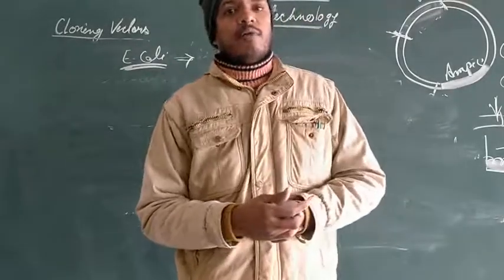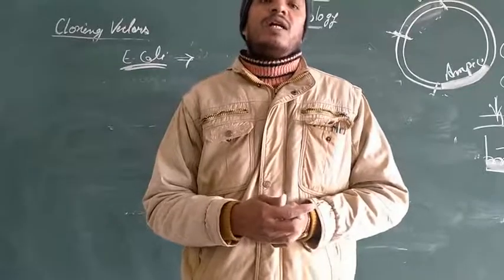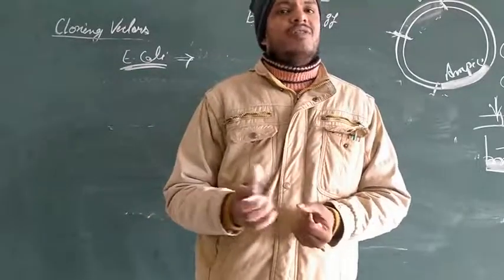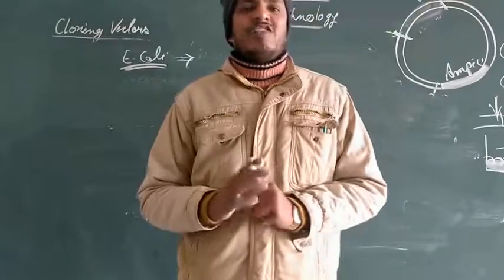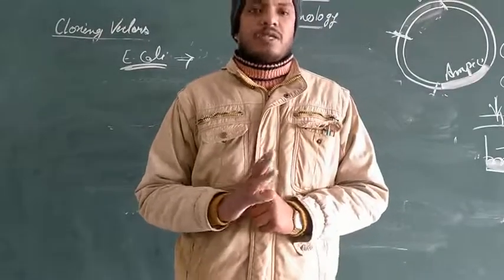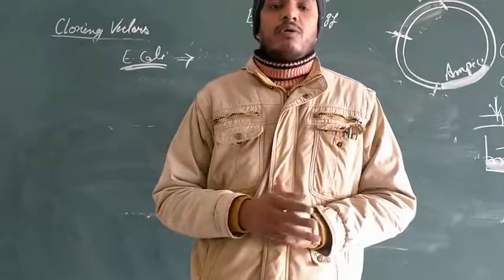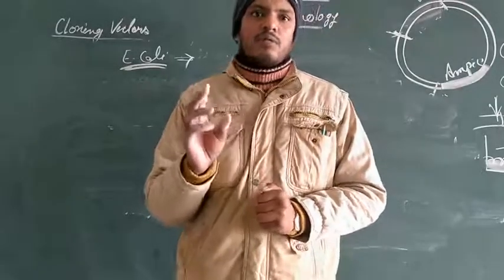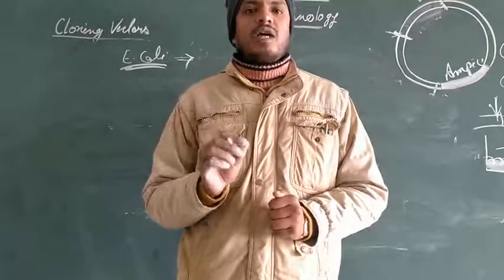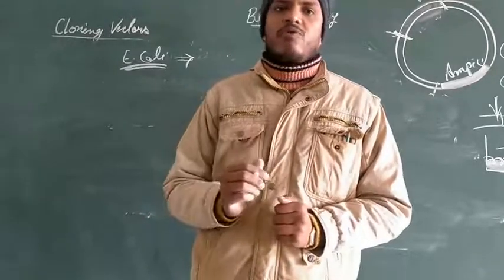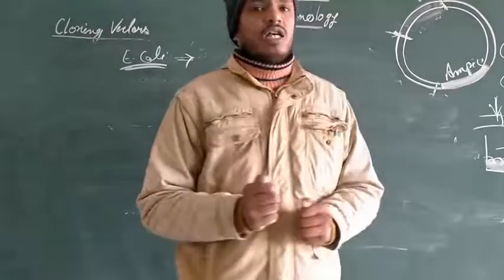But the transformed ones don't have that particular enzyme which breaks down that chromogenic substance. As a result, they are going to show white colony. So the white colonies are actually the transformed ones. In this way, we are going to identify our transformed and non-transformed ones.